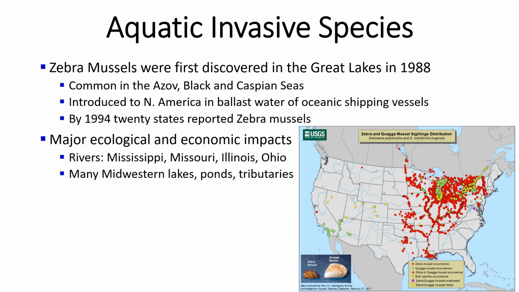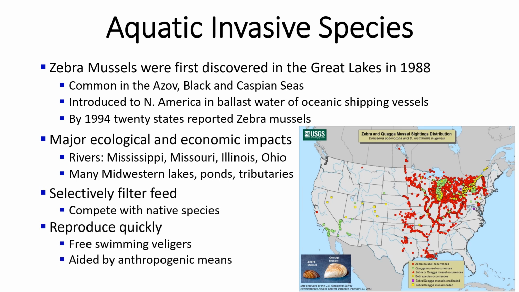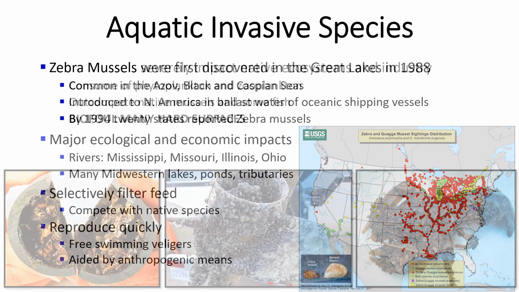They've become established in the Mississippi, Missouri, and Ohio rivers, as well as many Great Lakes and smaller Midwestern lakes, ponds, and tributaries. They selectively filter feed and compete with native species and reproduce quite quickly, producing free-swimming veligers, and are often aided in their establishment and proliferation through the movement of human-made vessels such as boats and fishing equipment.